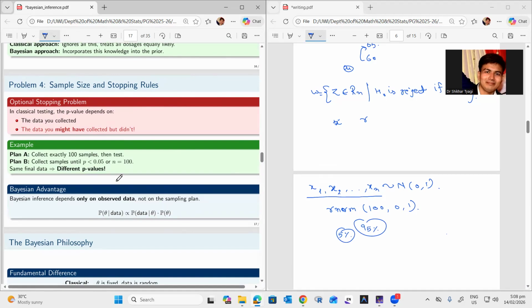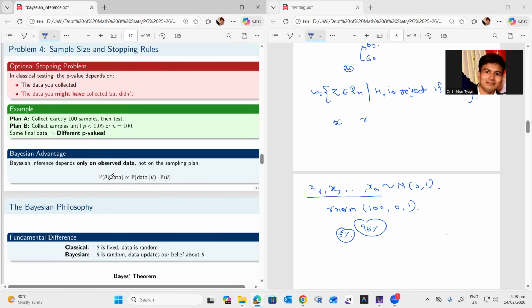All right, so for example, plan A is to collect exactly 100 samples, then test, and plan B is to collect samples until you have p less than 0.05 or n equals 100. So the same final data gives different p-values at that time.